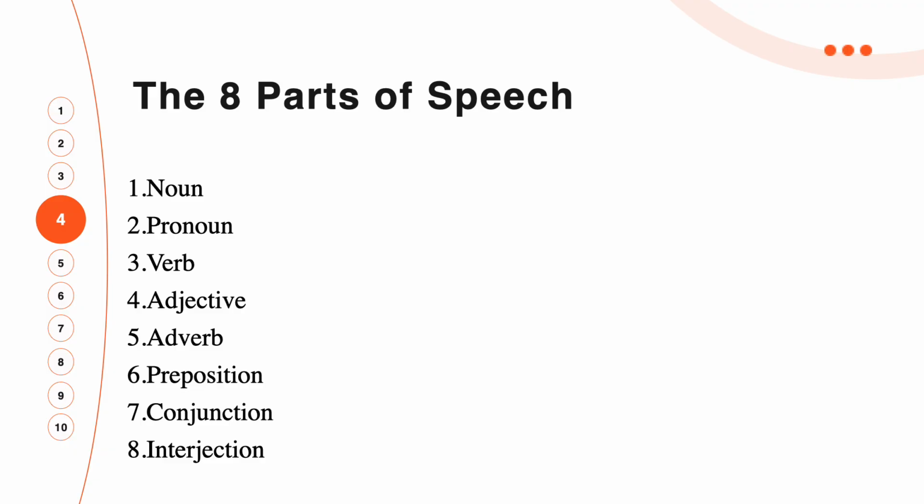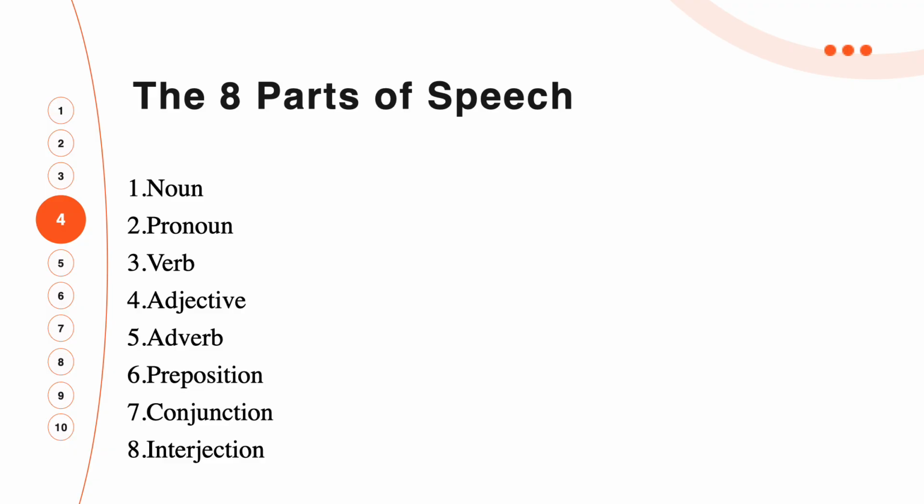Sixth is preposition. Prepositions show relationship or position between words. For example, in, on, under, between, and behind. These help explain location, direction, or connection.